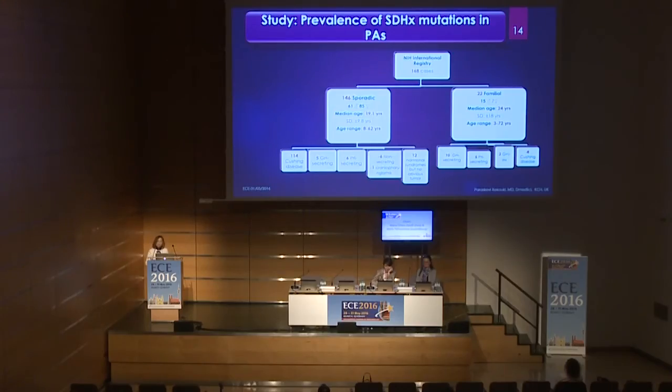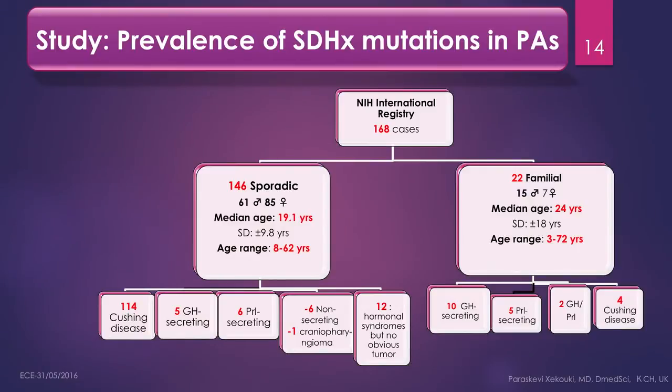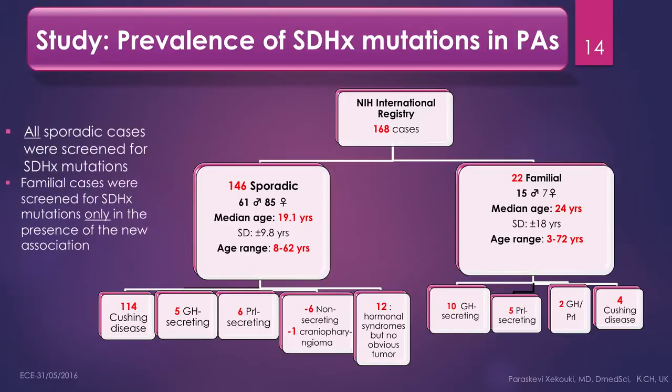Prompted by all these observations and reports, we decided to study the prevalence of SDH mutations in pituitary adenomas. We studied 168 cases from the NIH International Registry. 146 of them were sporadic and 22 were familial. Most of them, as you can see, were secreting adenomas. All sporadic cases were screened for SDH mutations. However, familial cases were screened for SDH only when they presented with this particular phenotype.